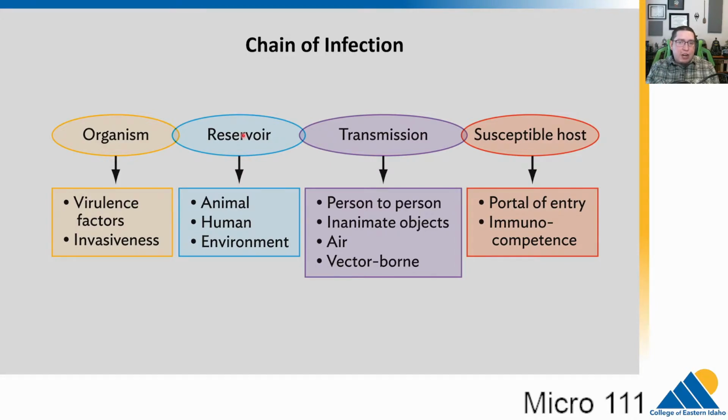Then the next link in the chain is transmission. So moving from individual to individual, so reservoir to a new host, or person to person, through inanimate objects, through the air. Is it vector-borne? This is an important part of the chain of infection. And then finally, we have the susceptibility of the host. How is it getting in? Do you have a cut on your arm? Are you immunocompromised? Are you young or old? Things like this. Each of these links in the chain is tied to the others, and all of these factors influence how a disease spreads throughout a population.